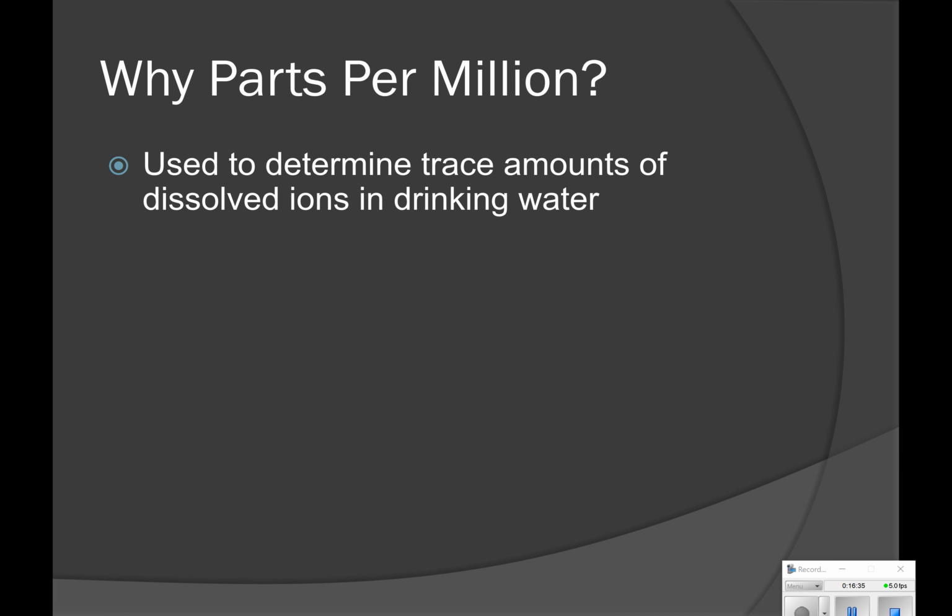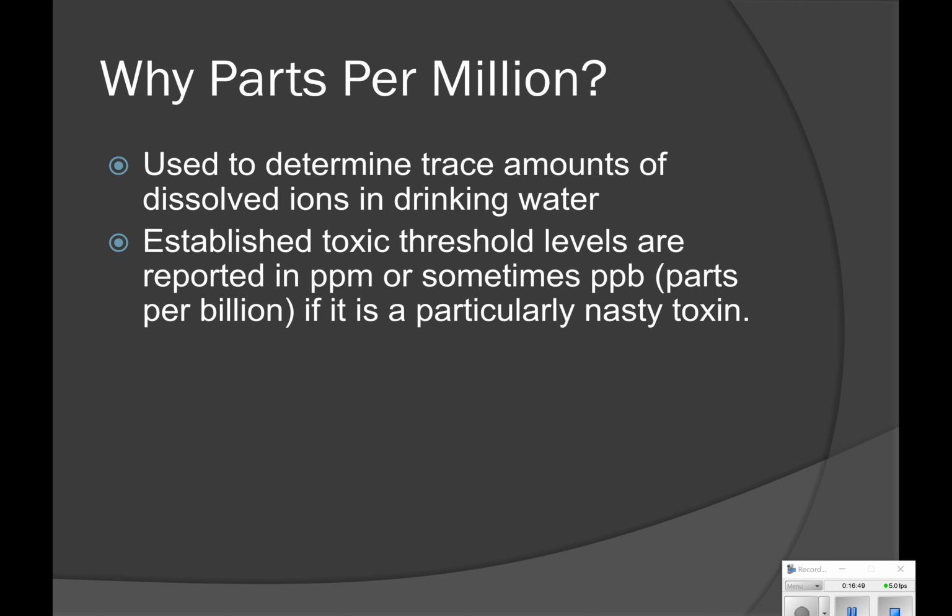Why parts per million, you might ask? Well, it's used to determine trace amounts, or real small amounts of dissolved ions in drinking water. We can see this in a water quality report from the Water Authority. You can see all sorts of different types of dissolved ions and different minerals that are in your water, and they are represented most often using parts per million.